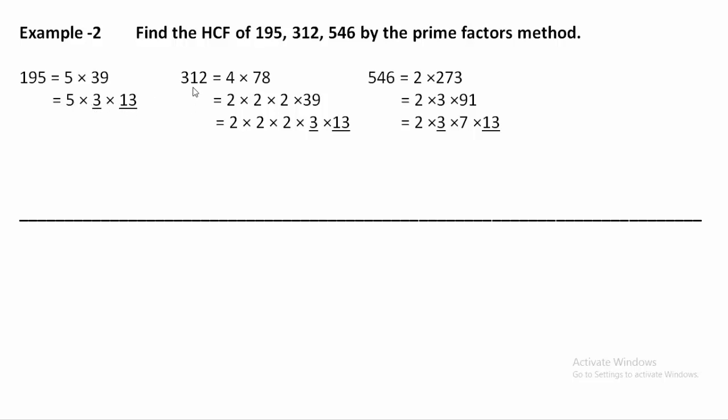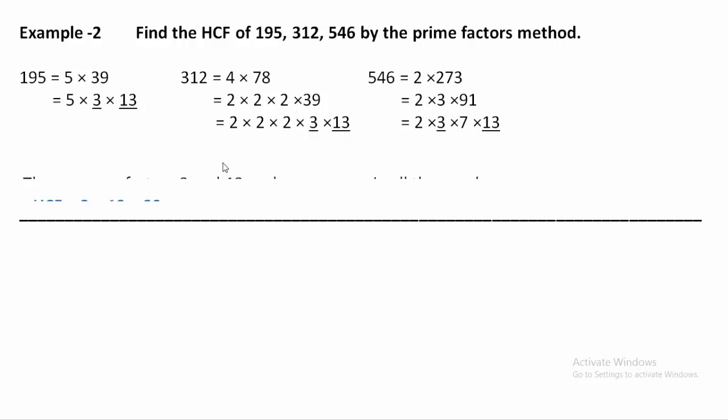Same here, 312 is divisible by 2 and 4. Here if we divide by 4 then we get 78. Again the factors of 4 are 2 multiplied by 2, and the factors of 78 are 2 multiplied by 39. So all the factors are 2 multiplied by 2 multiplied by 2 multiplied by 3 multiplied by 13, and the factors of 546 are 2 into 3 into 7 into 13.